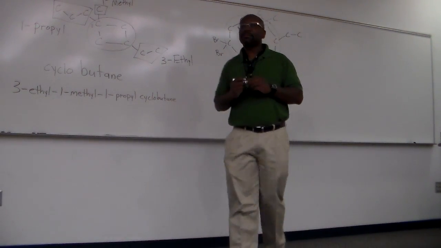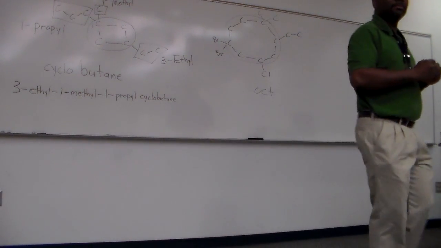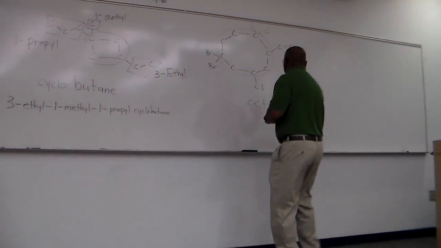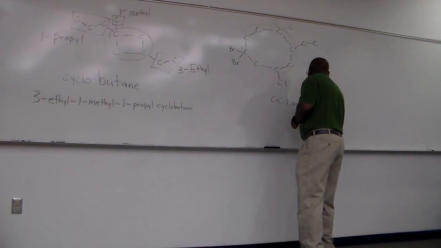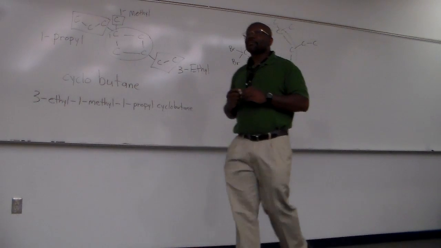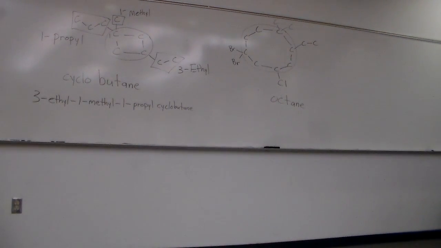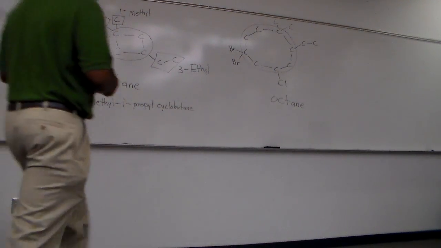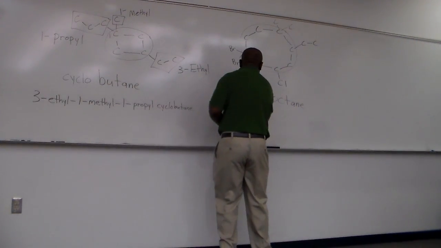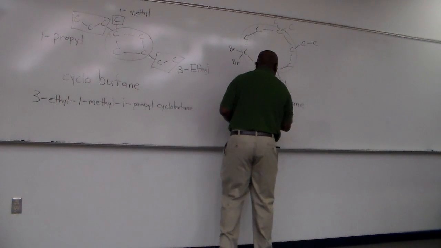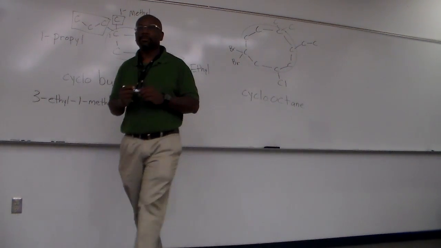What type of bonds? Single, double, or triple? Single. So, octane. But since octane is a straight chain molecule, not cyclic, how do we indicate a straight chain molecule from being a cyclic molecule? We must add the word cyclo. Anytime you got a ring, you gotta have the word cyclo.